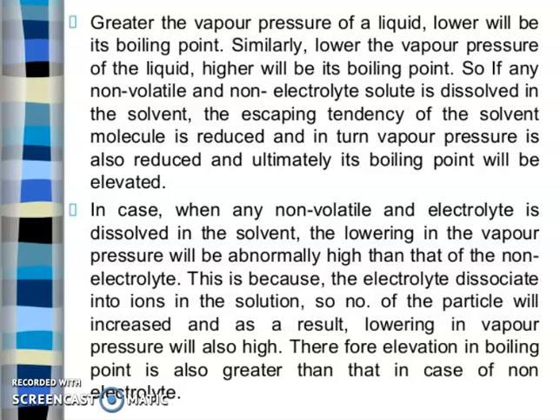In case any non-volatile electrolyte is dissolved in the solvent, the lowering in vapor pressure will be abnormally high compared to that of the non-electrolyte. This is because the electrolyte dissociates into ions in the solution. So the number of particles will increase, and as a result the lowering in vapor pressure will also be high. Therefore, the elevation in boiling point is also greater than in the case of non-electrolytes.